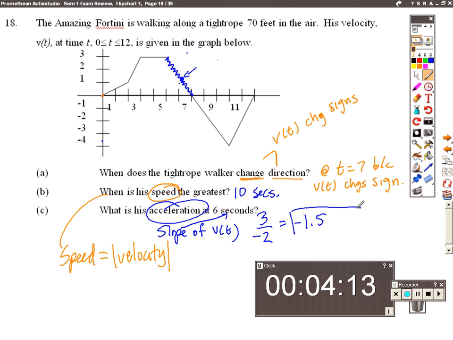Feet per second squared. Yes, seconds. Feet per second squared. That would be his acceleration. And again, all I did was calculate the slope of this segment right here, which was a rise of 3 and a run to the left 2.